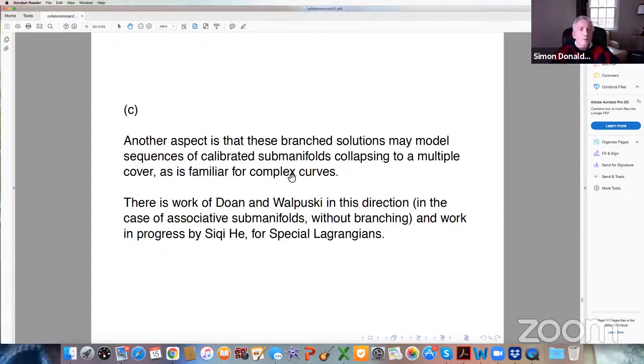So it's natural to expect that these kinds of branch solutions model the same kind of phenomena for other kinds of calibrated submanifolds, such as associative submanifolds, where there's some work of Alexander Doan and Walpuski about this in the unbranched case. There's also work in progress of Siqi He studying this kind of phenomenon for special Lagrangians.